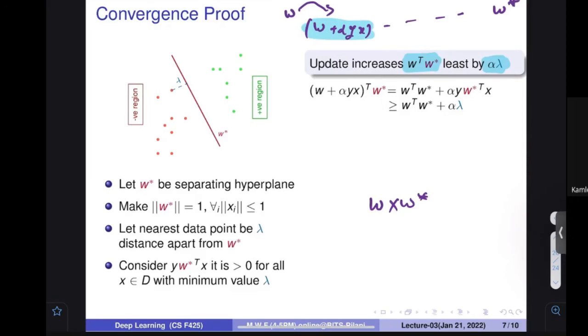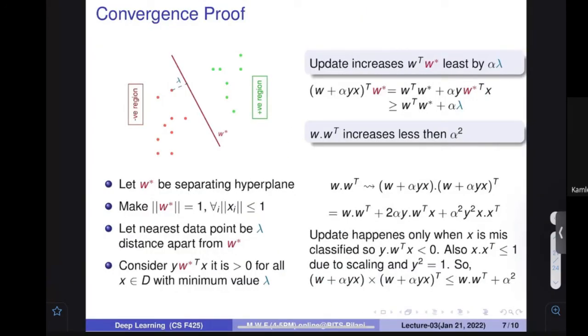This is the first thing that I wanted to tell. The second thing I wanted to tell is that the norm of the W that you started with, when you update it using this particular formula, increases at most by alpha square. It cannot increase more than alpha square. How can I prove this? Let us start by taking the value of W transpose W, and then change it to the new value, W plus alpha times y x, multiplied by W plus alpha times y x. When multiplied, it becomes W transpose W plus 2 alpha y W transpose x plus alpha square y square x transpose x.